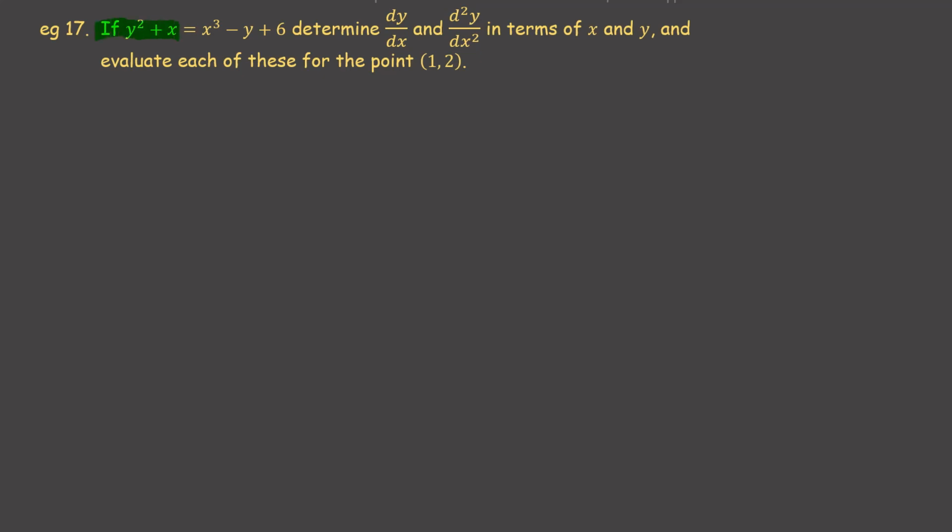If y squared plus x is x cubed minus y plus 6, determine dy/dx and d²y/dx² in terms of x and y, and evaluate each of these for the point (1, 2). Now, I think it's fairly unlikely that you'll get asked to do a d²y/dx², certainly not in an exam, but it's worth going through this just to see how it works.